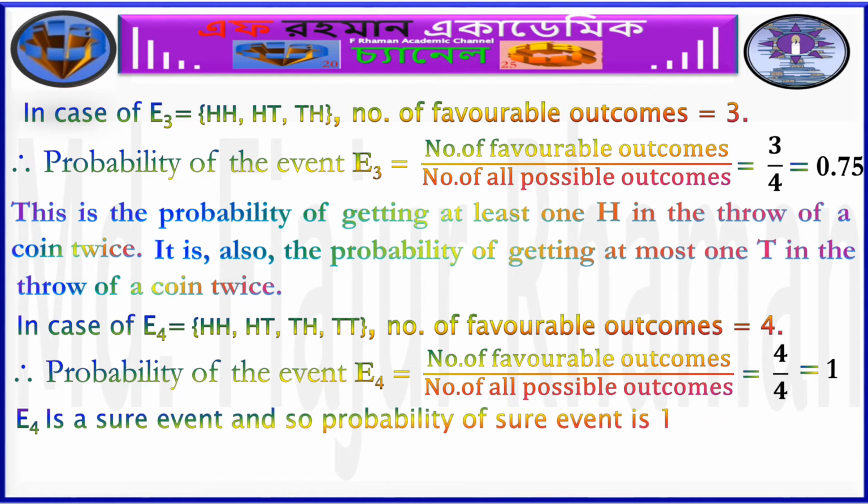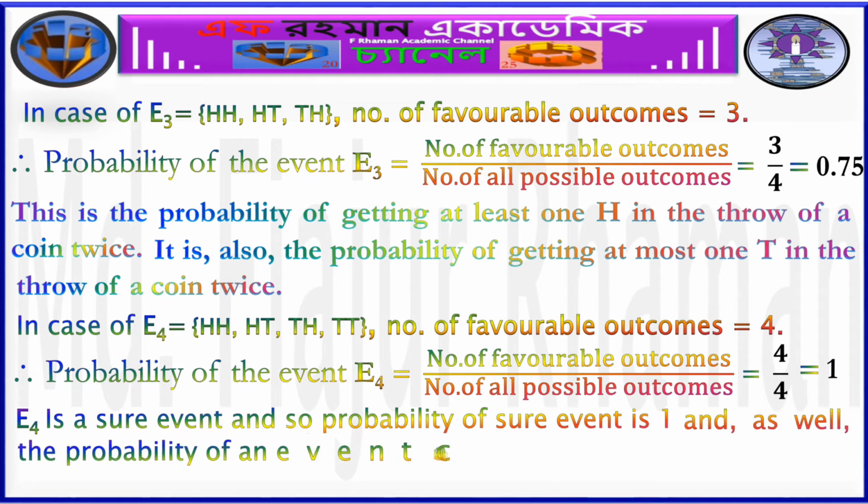E4 is a sure event, we have already mentioned, and so probability of sure event is 1, and as well the probability of an event can never be greater than 1. Thus we can say that the probability of an event is always from 0 to 1.